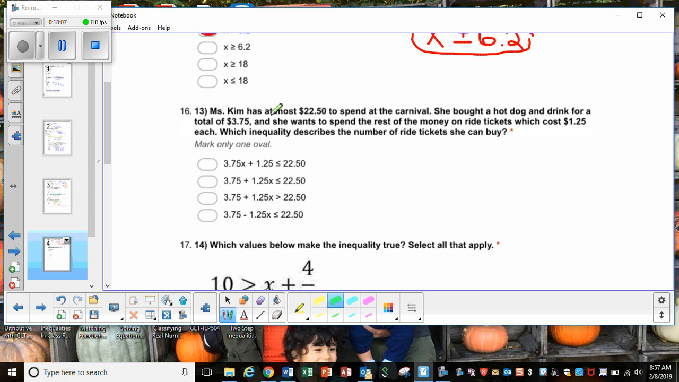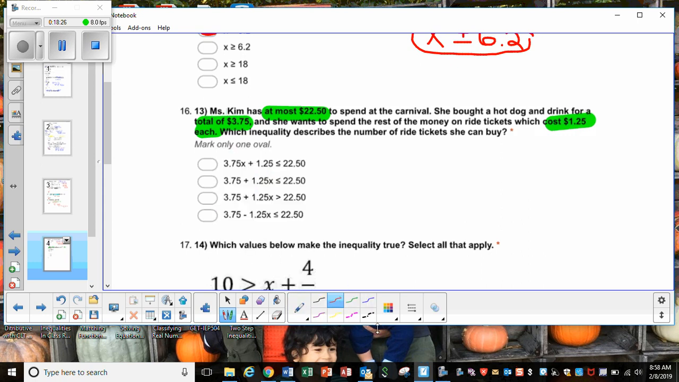Miss Kim has at most $22.50 to spend at the carnival. She bought a hot dog and a drink for a total of $3.75. She wants to spend the rest of the money on ride tickets, which cost $1.25 each. Which inequality describes the number of rides she can buy?